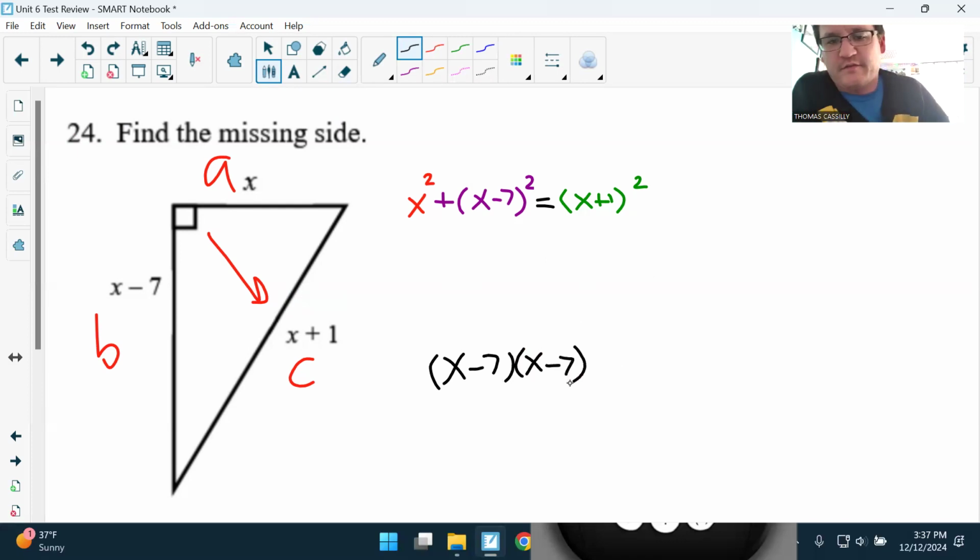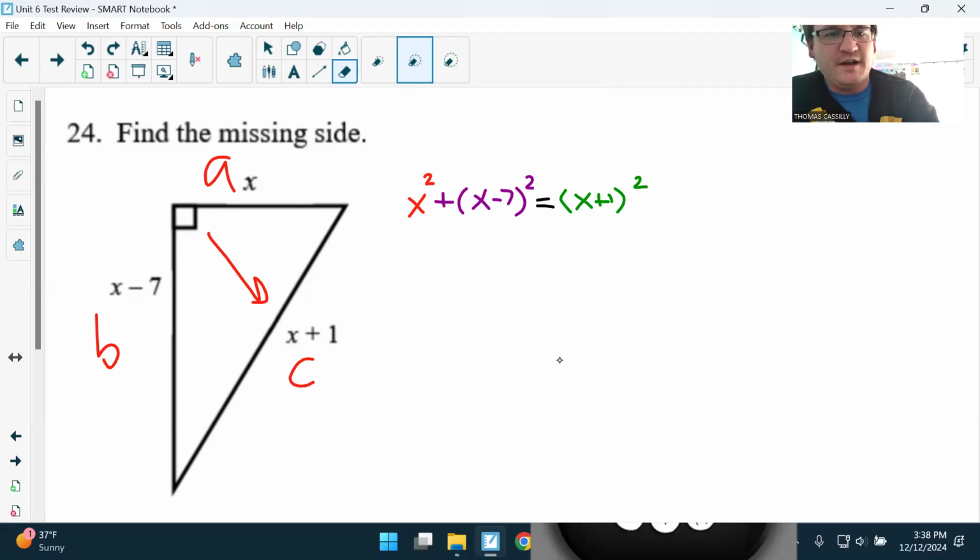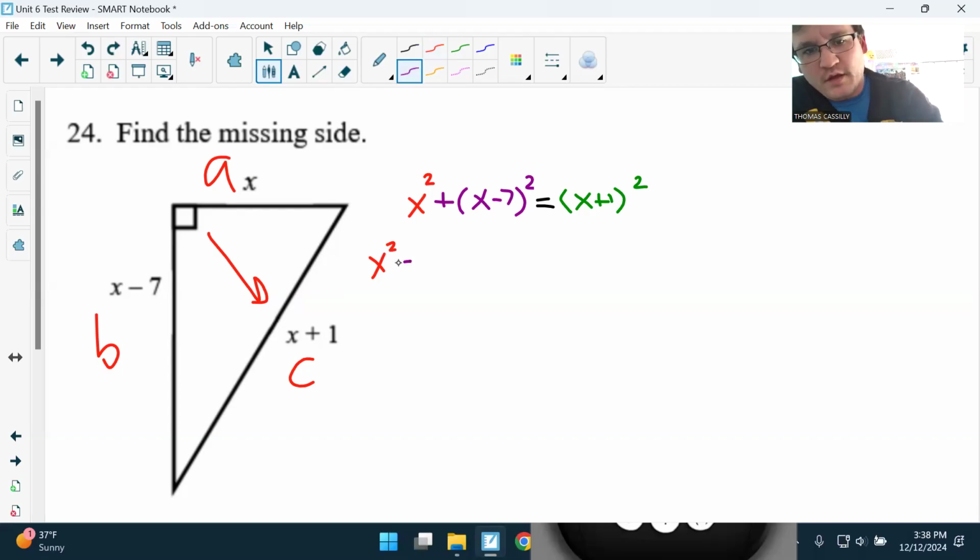All right, so that x minus 7 squared turns into x minus 7 times x minus 7. So I'm going to take the time to go through and write down that extra step. All right, so this is going to be x minus 7 times x minus 7. That is going to be equal to, and then guess what? We're going to do it again. X plus 1 times x plus 1.